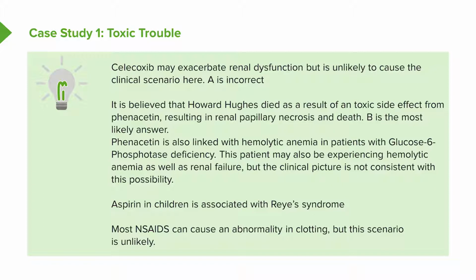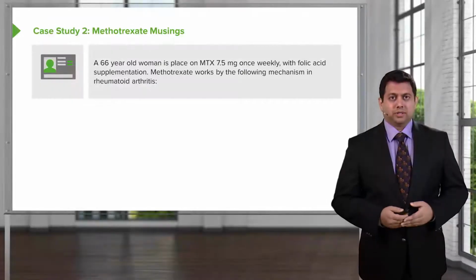Phenacetin is also linked with hemolytic anemia in patients with G6PD deficiency. This patient may be experiencing hemolytic anemia as well as renal failure, but the clinical picture isn't consistent with that possibility at this time. Reye's syndrome is associated with aspirin use in children. Now, most NSAIDs can cause an abnormality in clotting formation, but this scenario is unlikely at this time. Let's go on to question number 2.